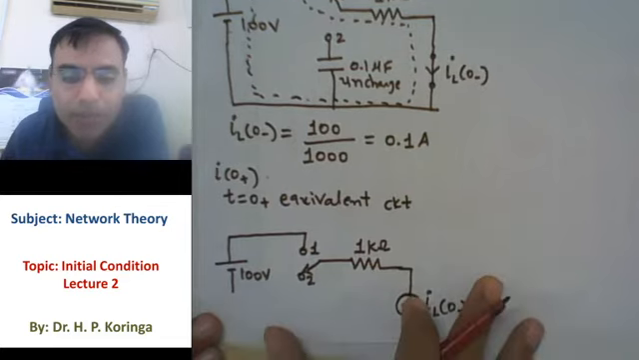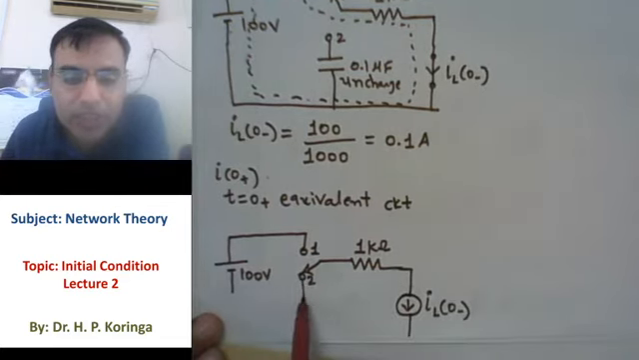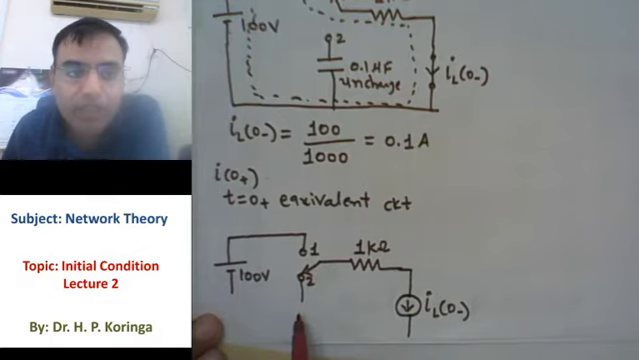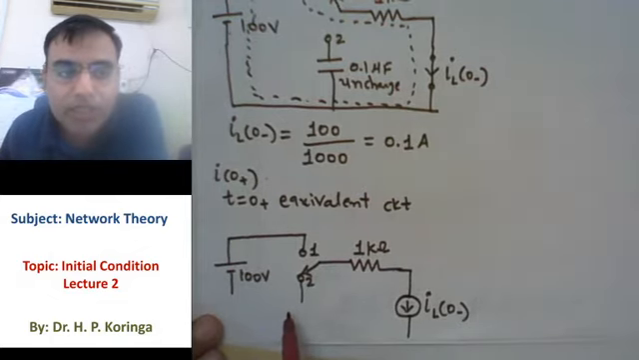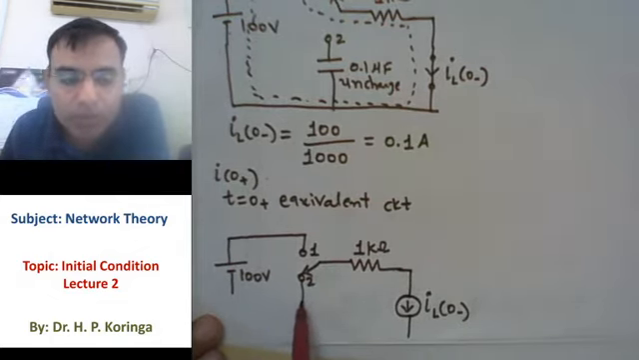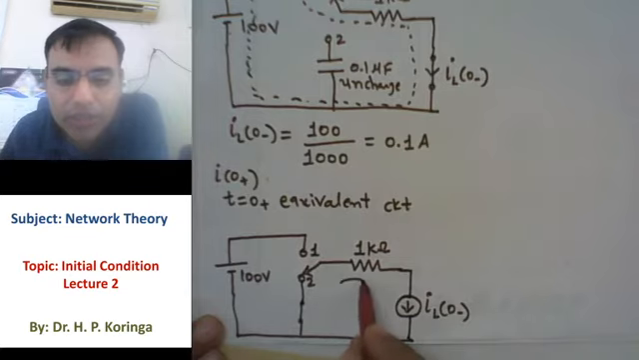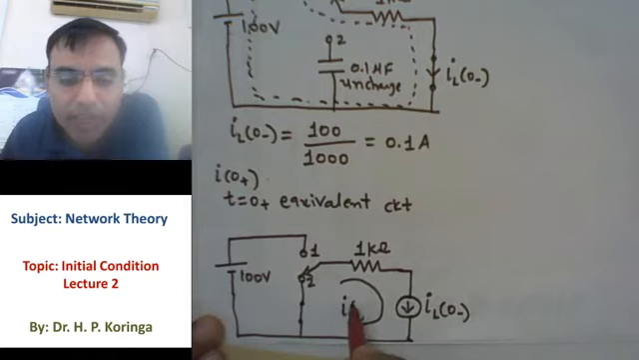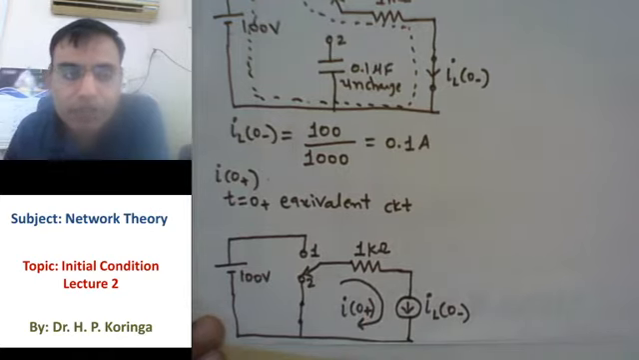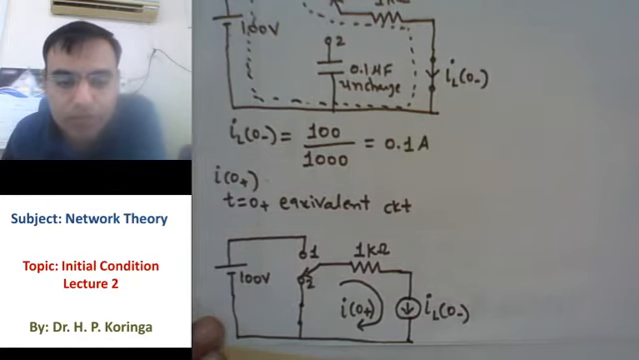Now what about the capacitor? The capacitor is uncharged. Uncharged capacitor means the voltage across the capacitor is 0, and zero voltage is represented as a short circuit. So an uncharged capacitor is represented as a short circuit. Our interest is the current in this network. This is our i, and whatever it is at that time is called i of 0 plus, because we have drawn the network at t equal to 0 plus.